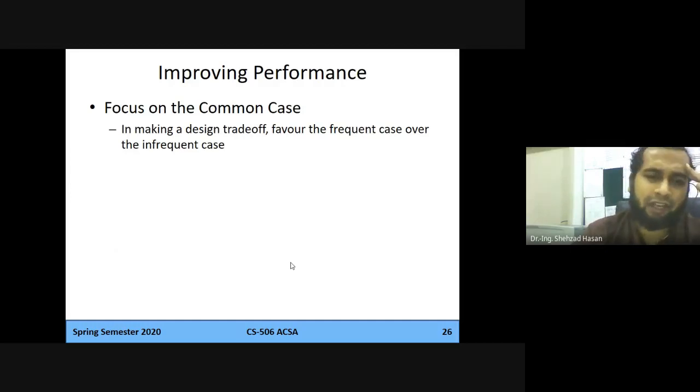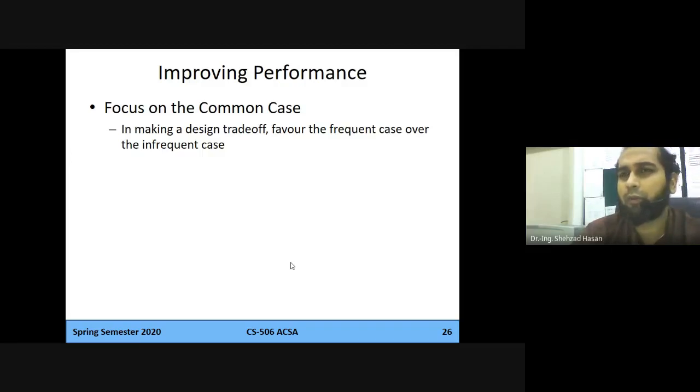So if you are going to build some system and you have two choices to make, you have a trade-off to do. You are going to always favor the frequent case over the infrequent case, right? If both of them are taking equal efforts, you are going to go for the frequent case over the infrequent. So what is the frequent case? The frequent case is a case which happens a lot more often. An infrequent case is something which happens occasionally, you can say.